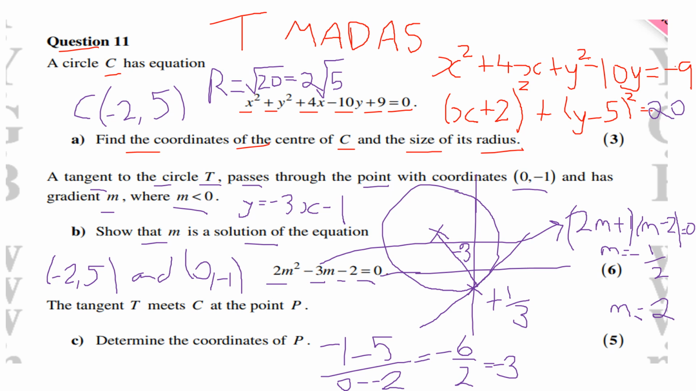A tangent to the circle T passes through the point 0, minus 1 and has a gradient of m. Okay, they must have made a mistake here, guys, because the tangent gradient here from my picture is actually positive.